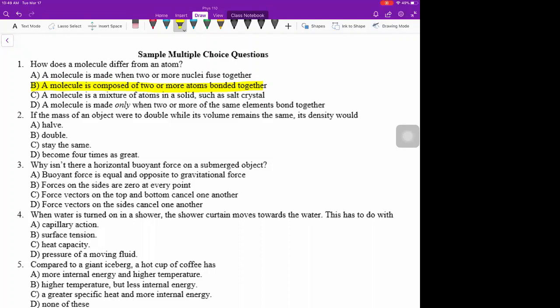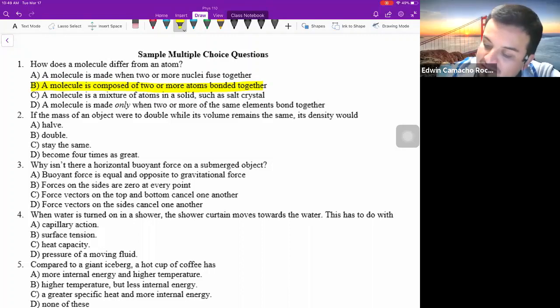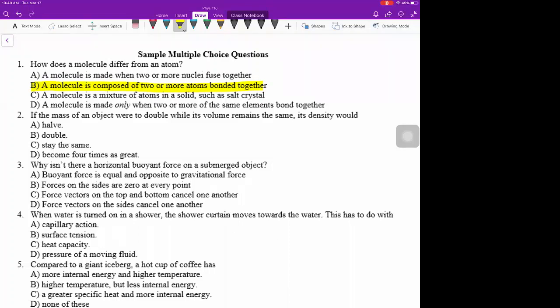Now the second question: if the mass of an object doubles and the volume remains the same, what about the density? Density depends on the mass and the volume. It's proportional to the mass and inversely proportional to the volume. So if you double the mass, you're going to double the density.